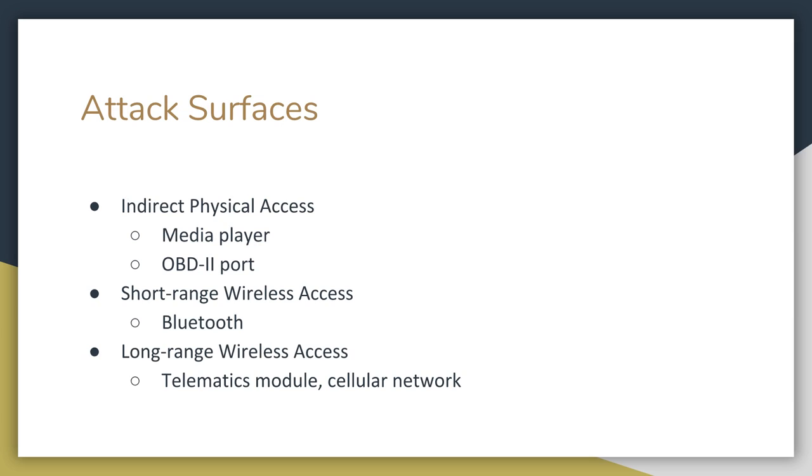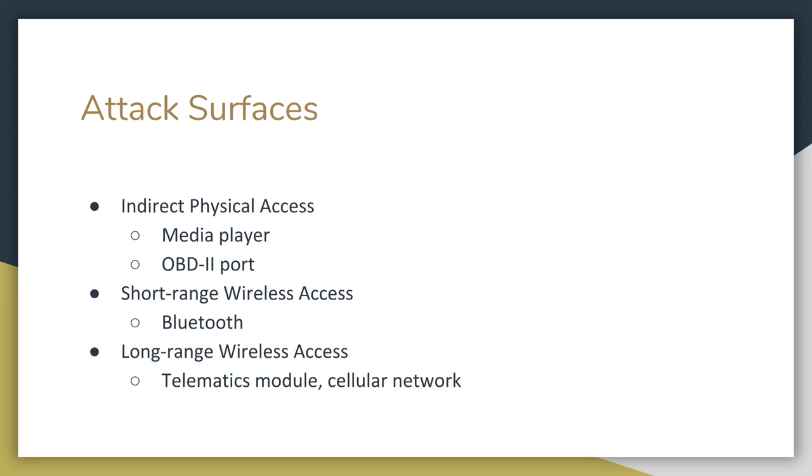The first paper identifies attack surfaces in three sections: the indirect physical access, short-range wireless access, and long-range wireless access. I will not talk about the indirect physical access in this presentation. It's discussed in the paper, but it is not too important for the purposes of this research. The research primarily focused on remote access, which is wireless access.